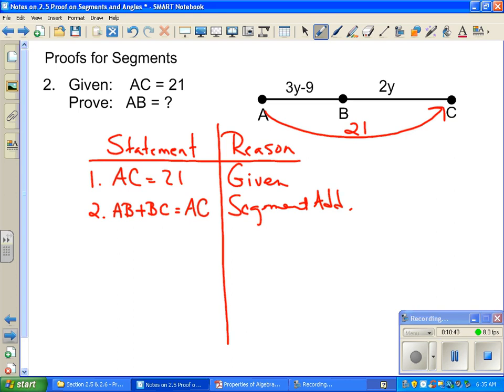Now once you state that, then you can plug in what those represent. On the picture, AB says it's 3y minus 9. On the picture it says 2y for BC. And in our given, it said that AC is 21. So we have now substituted all of the different things that are on the picture as well as the given into our formula.